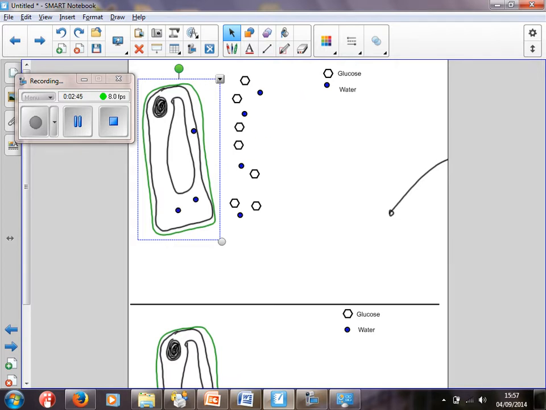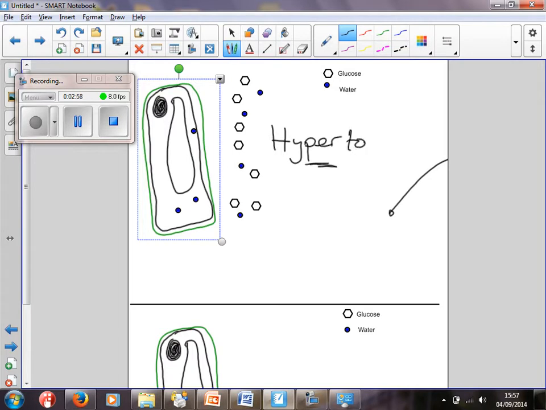Now this type of solution that we've put in out here has a name. It is more concentrated because it's got more glucose, so we call it hypertonic. Hyper is important. Tonic simply means more concentrated, and we're referring to the glucose. There is more glucose on the outside of the cell than on the inside. There'll be a little bit inside, but not very much.